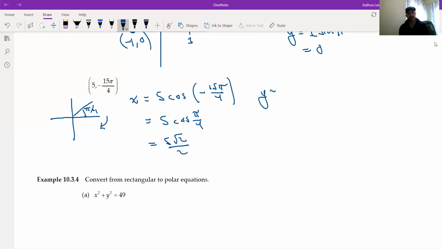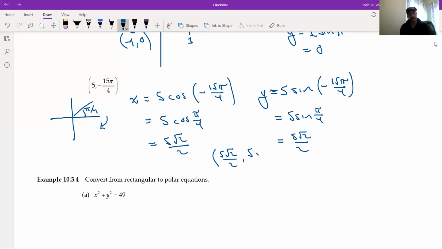And similarly with y, will be sine of negative 15 pi fourths. But we all know, like we just said, that's 5 sine of pi fourths. And so we get, again, 5 root 2 over 2. So my Cartesian coordinates are 5 root 2 over 2, 5 root 2 over 2. Hopefully this is ringing a bell. Let's keep going.